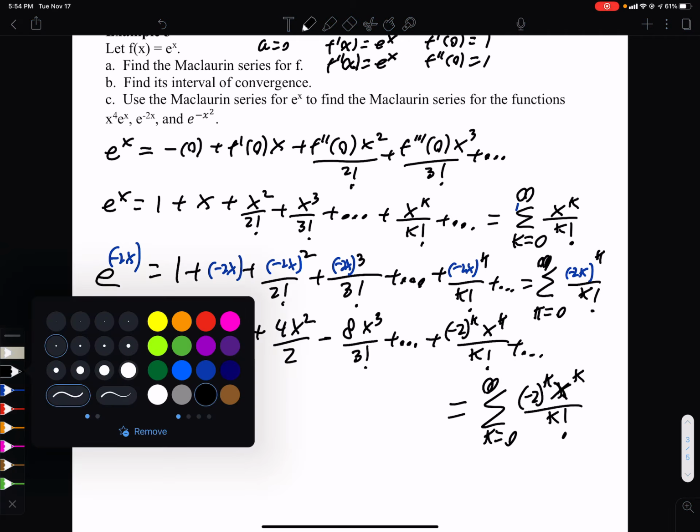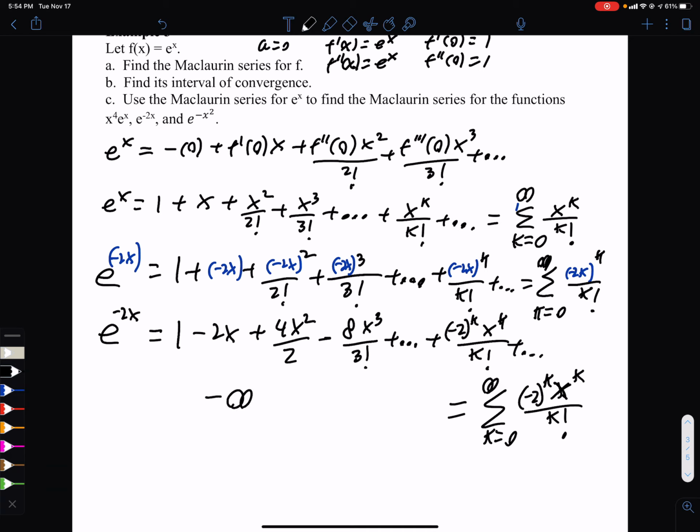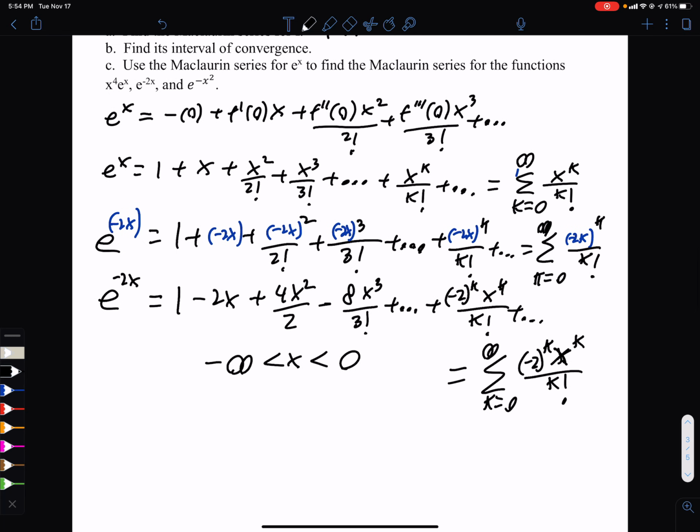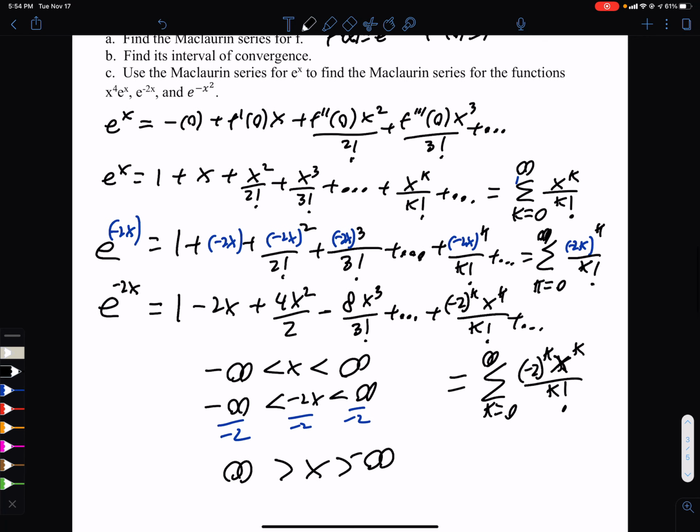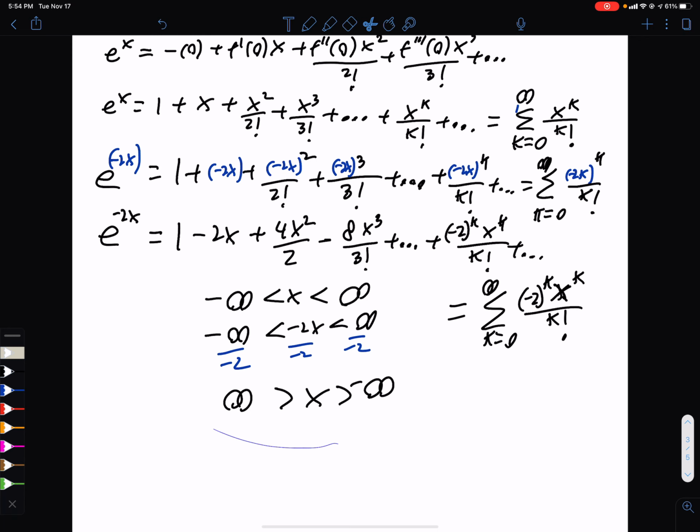Now for the interval, we know the original converges on that. We replace x with negative 2x. Whoops, that's infinity. Divide everything by negative 2, but if I do that, my inequality flips. And I'm going to get infinity, inequality flips, and infinity negative. So it's still from negative infinity to infinity, the interval of convergence. So that's that example. And then the third one, now I should have mentioned, you guys should be pausing and trying these yourself.